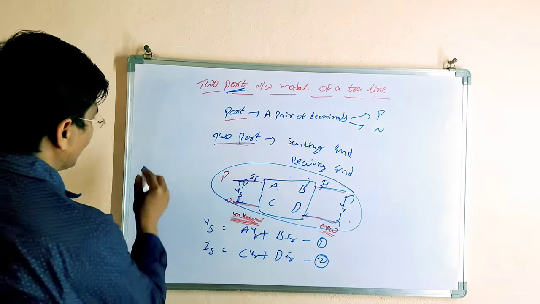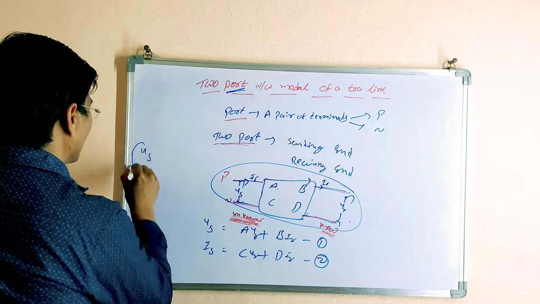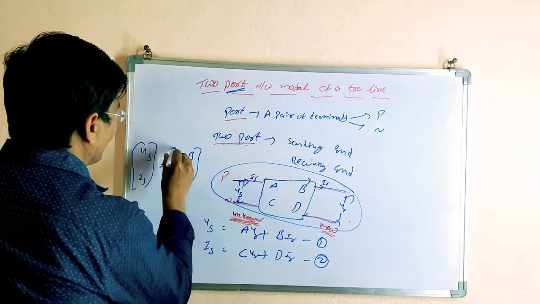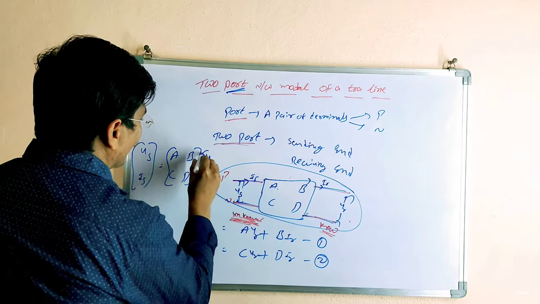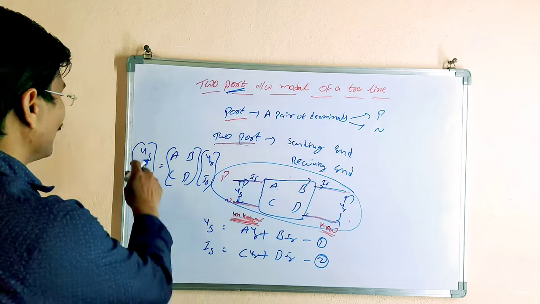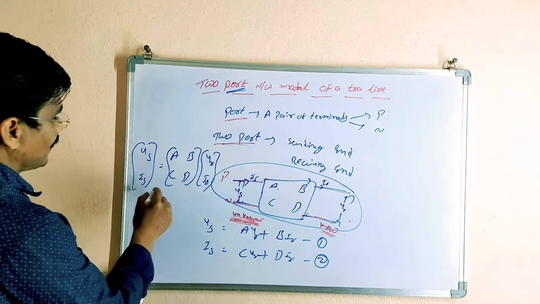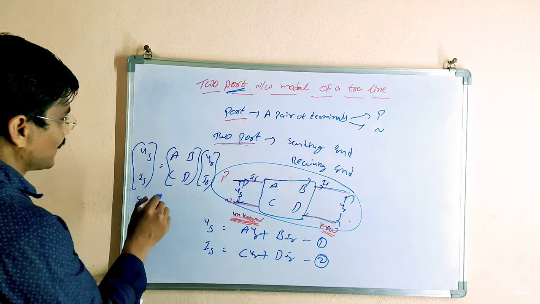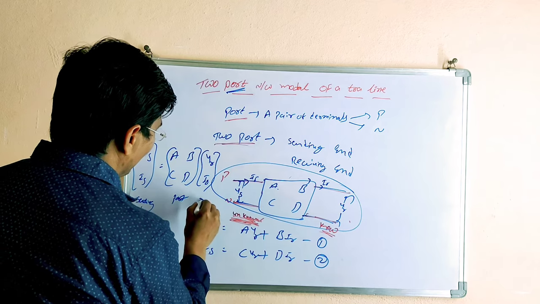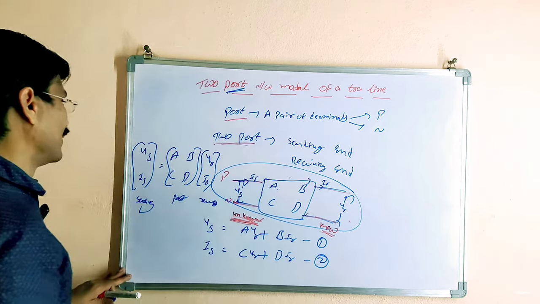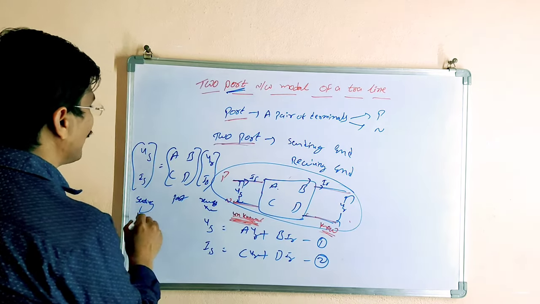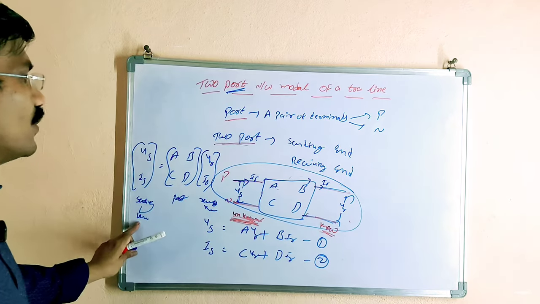VS, IS is equal to the ABCD matrix times VR, IR. From these two equations, you will get VS and IS. These are the unknown sending side parameters. These are the receiving end parameters, called the known parameters, and these are the unknown parameters.